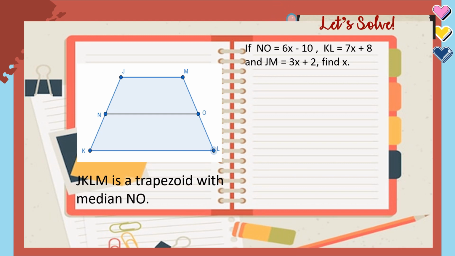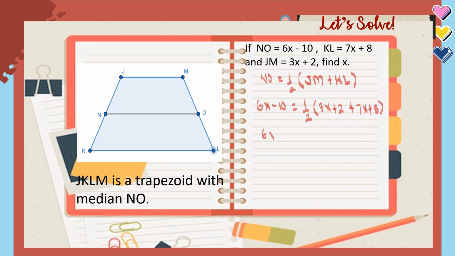How about this one? NO is given as 6x minus 10. KL is 7x plus 8 and JM is 3x plus 2. Again, the formula: NO is equal to 1/2 of the bases JM and KL. NO is given as 6x minus 10, that is 1/2. JM is 3x plus 2 and KL is 7x plus 8.